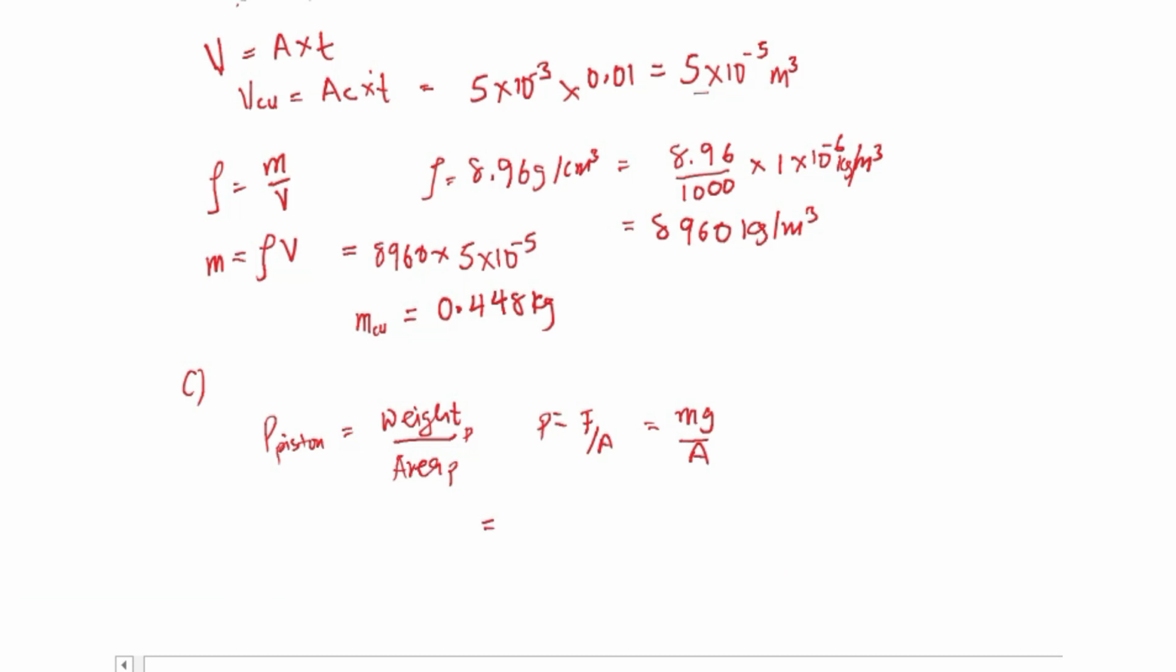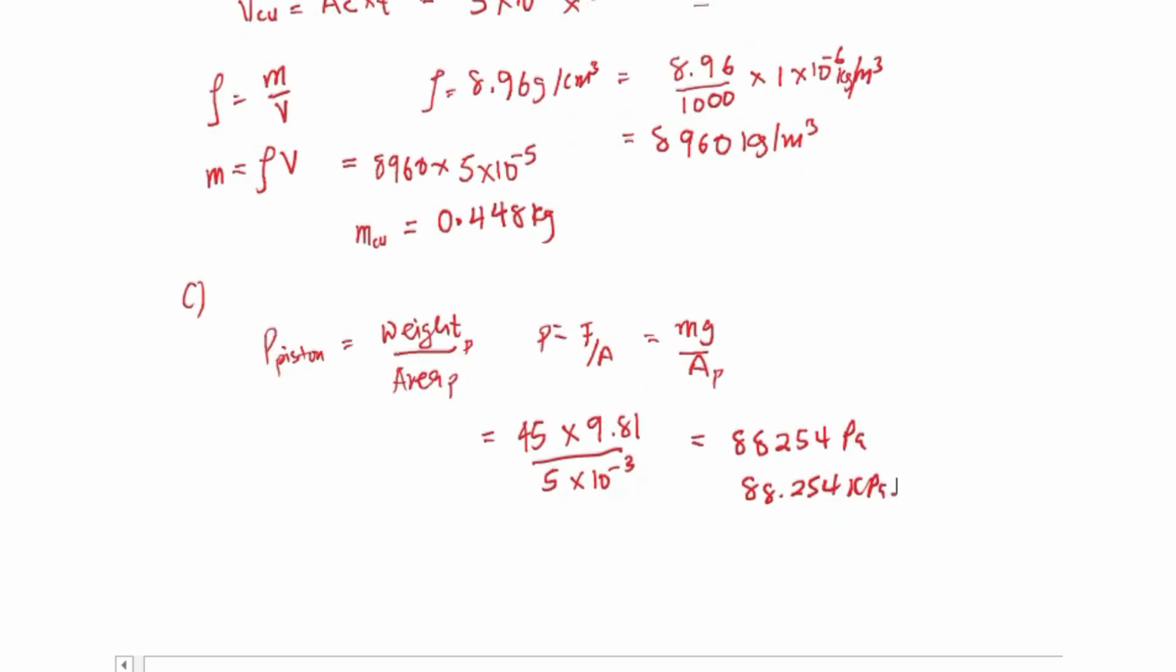So the mass of the piston is given as 45 kg multiplied by 9.81 all by the area of the piston, which is 5 exponential minus 3 meter squared. This is going to give us 88254 Pascal or 88.254 kilopascal.